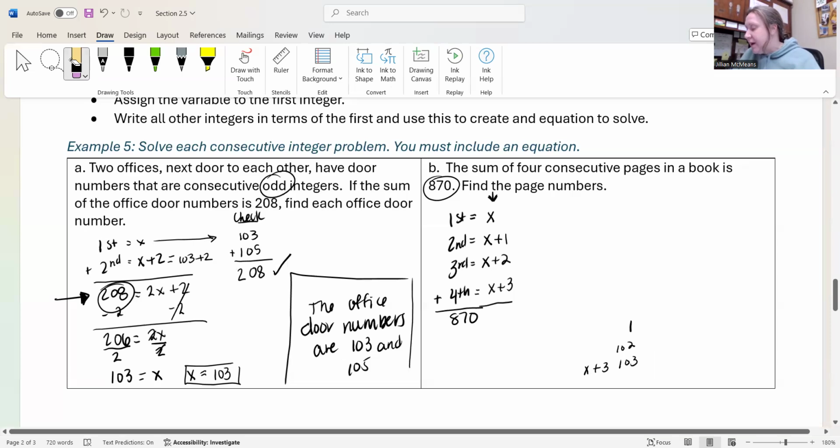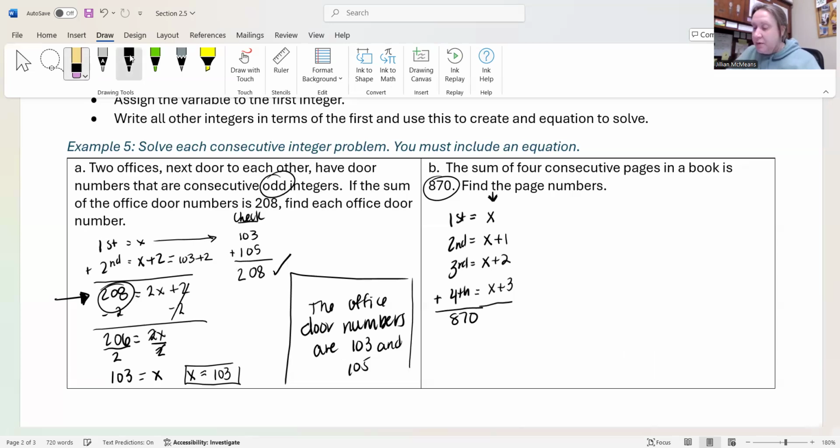Okay, so let's get back to our problem. We have the algebra set up. So we know that the first integer is x, the second integer is going to be x plus 1, the next integer is going to be x plus 2, and then we have x plus 3. If we can combine like terms on all this x stuff, we can get a really simple equation to solve. So I have x plus x plus x plus x, that gives me 4x. And then I have 3 plus 2, which is 5, plus 1 is 6. So that x column combines to just be 4x plus 6.